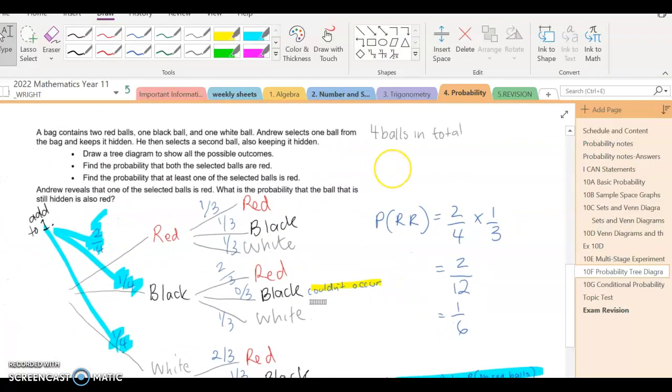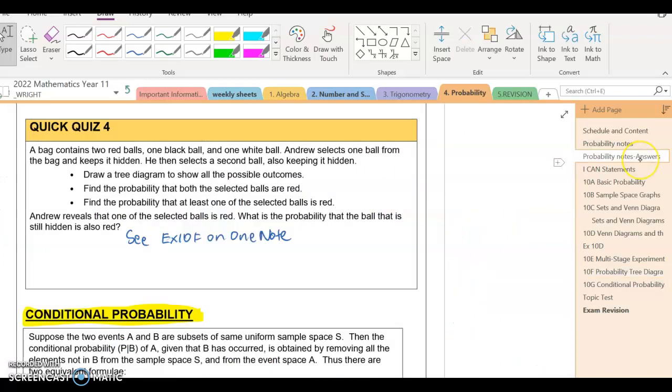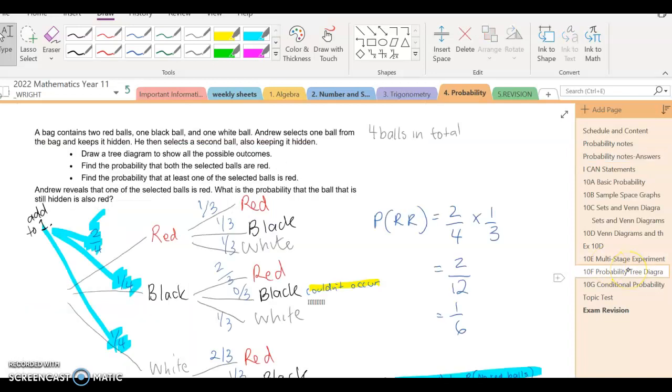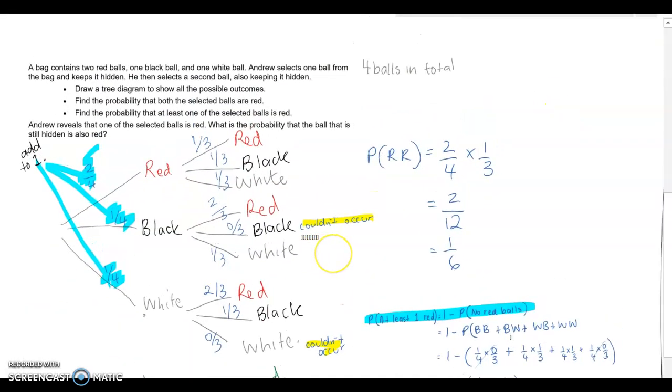Okay, I'm going to have a look at the quick quiz underneath that was on your notes here. Quick quiz 4. It's not so quick, but we're going to have a look at that. So I'm down in 10F again. Let's jump in and have a look at that quiz. Just another question that relates to this topic. So a bag contains 2 red balls, 1 black ball, and 1 white ball. And I've shown that in our tree here, red, black, and white. All up, we've got 2, 3, 4 balls. So my fractions are over 4.